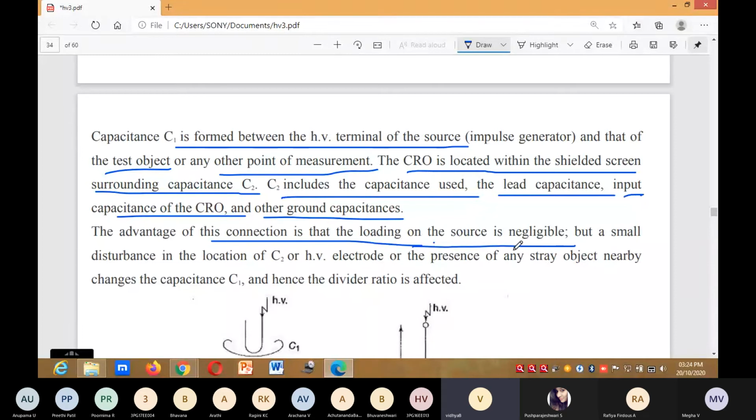electrode, or the presence of any stray object nearby, changes the capacitance C1, hence the divider ratio is affected. If any object is present nearby the capacitance C1, it will directly affect the divider ratio.